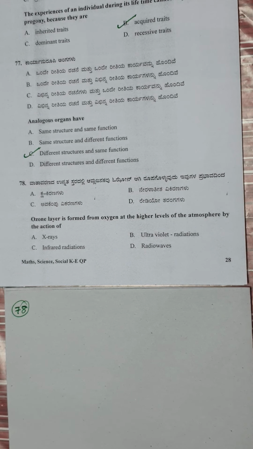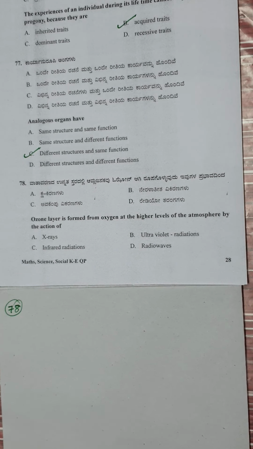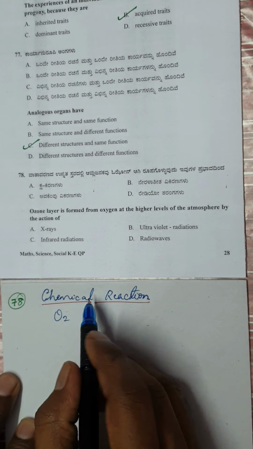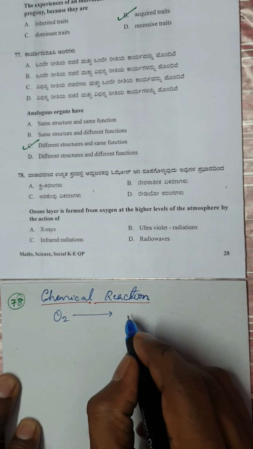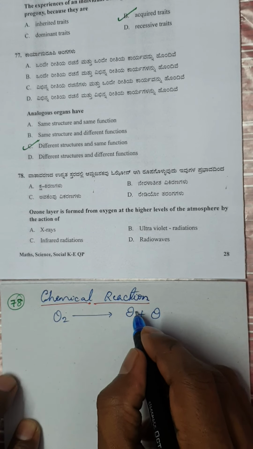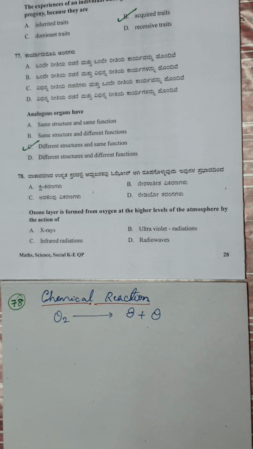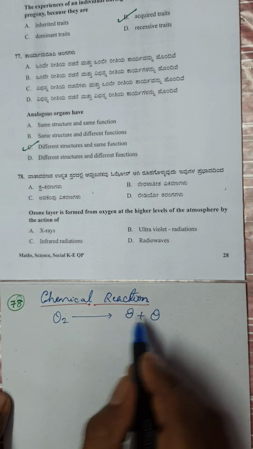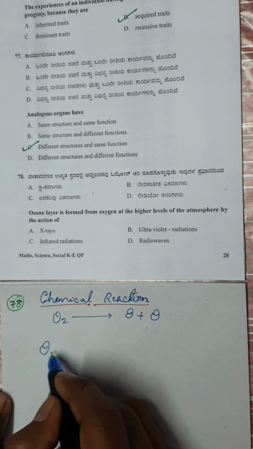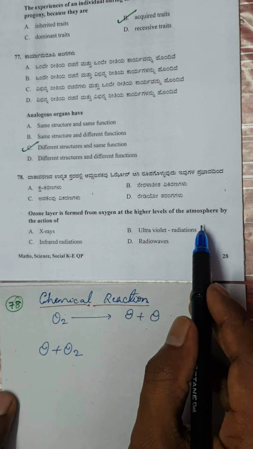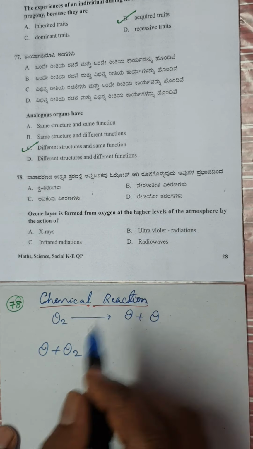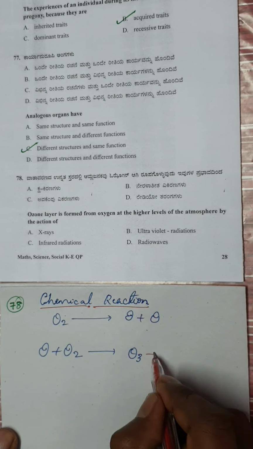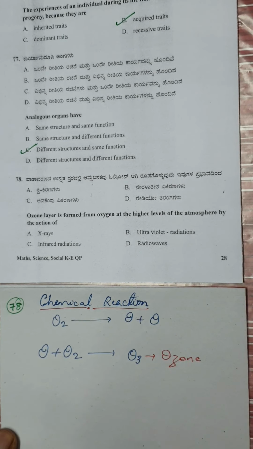And we all know the chemical reactions of formation of the ozone layer. You have to know that. Oxygen, that is O2, will split up into two oxygen atoms, O and O. Later, going on to a higher level, one of these O atoms reacts with oxygen which is in the atmosphere, and this will give rise to O3, which is nothing but your ozone. Please note it down.